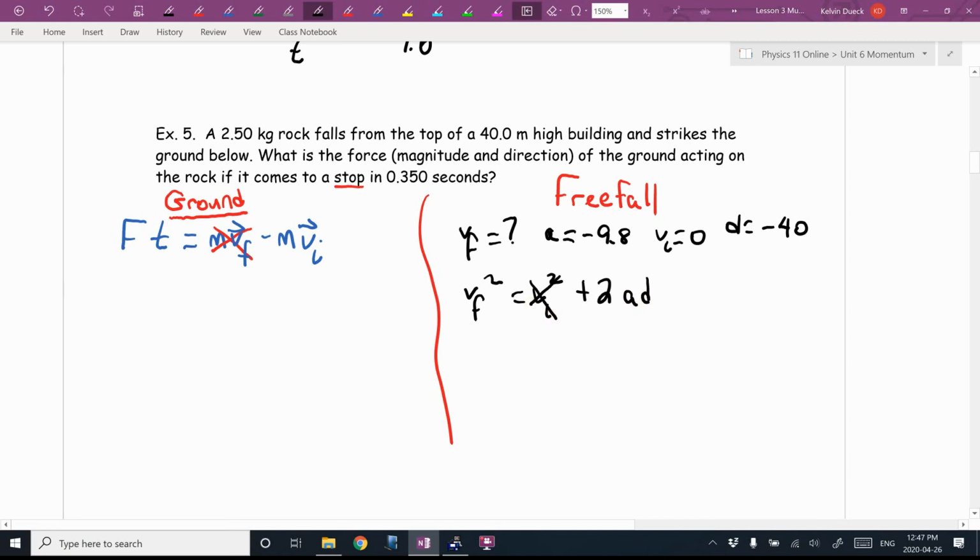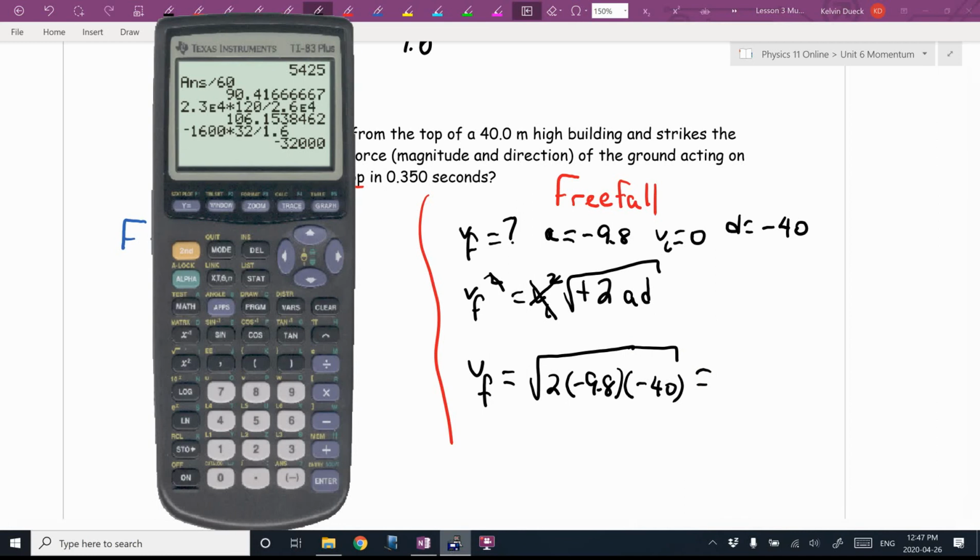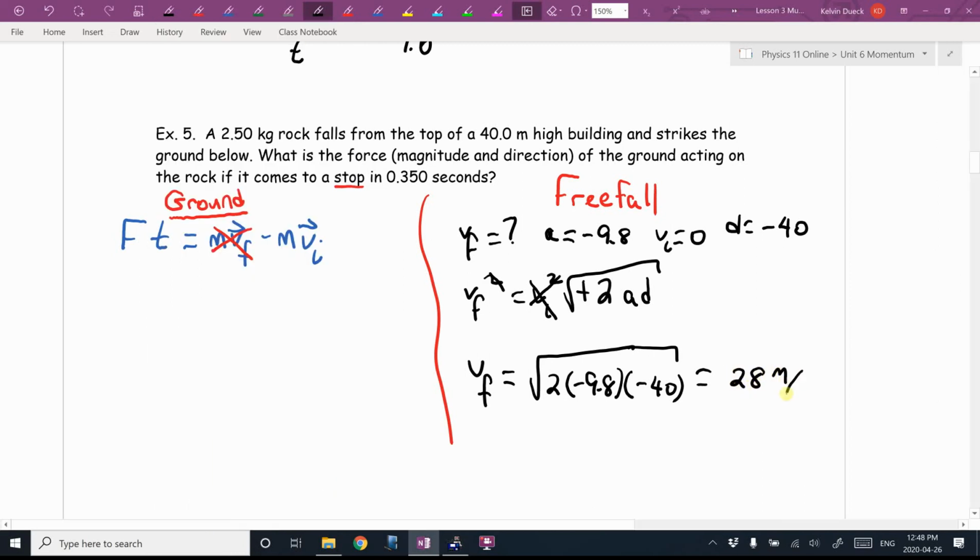Ooh, and vi is 0, so how to get rid of a squared? I'm going to square root. vf is going to be the square root of 2 times negative 9.8 times negative 40. 2 times negative 9.8 times negative 40, square root, answer button. Ooh, by a fluke it works out evenly. 28 meters per second. Now, technically, this is negative because it's traveling downwards if we wanted to include a direction.